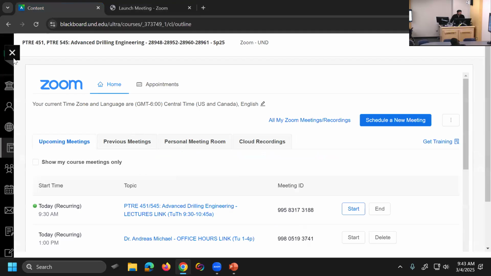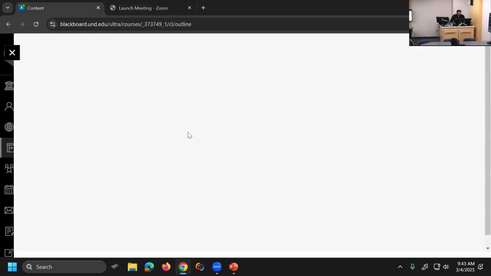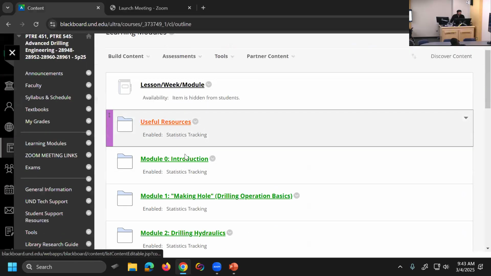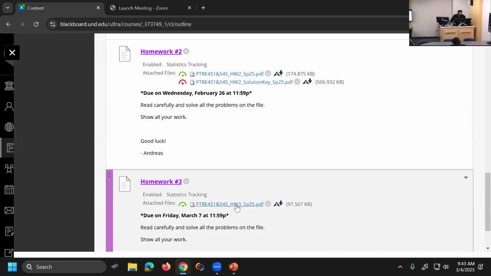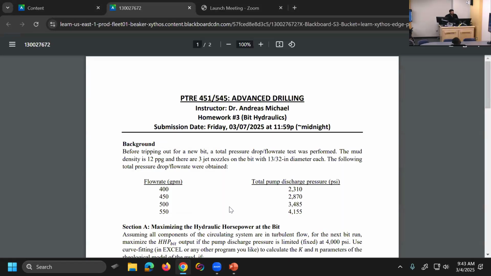If you go to Blackboard and come to learning modules, you'll find homework number 1 and homework number 2, and the solution key is there. Homework number 3 doesn't have a solution key yet because it's still due. Let me pull up the solution key I gave to Kanu, so I know what I'm talking about. There you go. So, homework number 3.